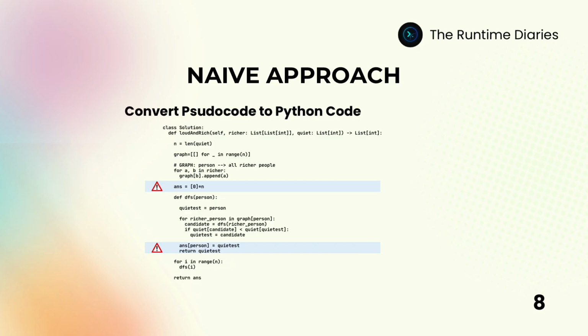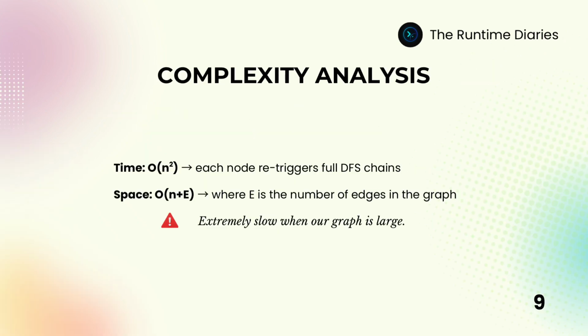We call DFS for the same people multiple times because we're not storing results. In small examples, it'll run fine, but in big graphs, this rework becomes very costly. The naive version has time complexity of O of n squared because each node can re-trigger full DFS chains. The space complexity? O of n plus e, where e is the number of edges in the graph. This isn't terrible for small inputs, but if there are thousands of people and relationships, this becomes exponentially slower.